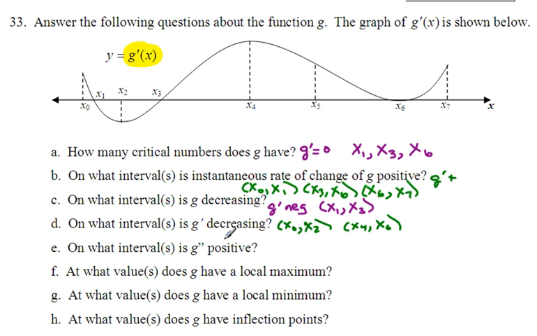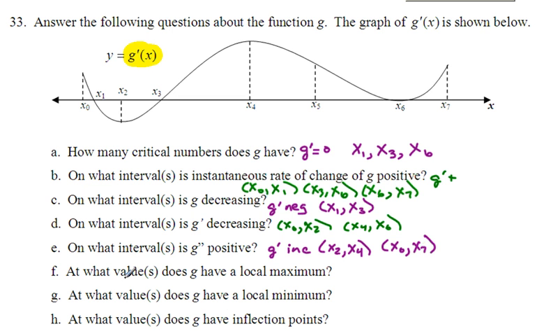All right, let's look at our next question, which asks us, when is g double prime positive? Well, g double prime is positive when g prime is increasing, which is the opposite of the last one. So g prime is increasing from x2 to x4, and g prime is also increasing from x6 to x7.